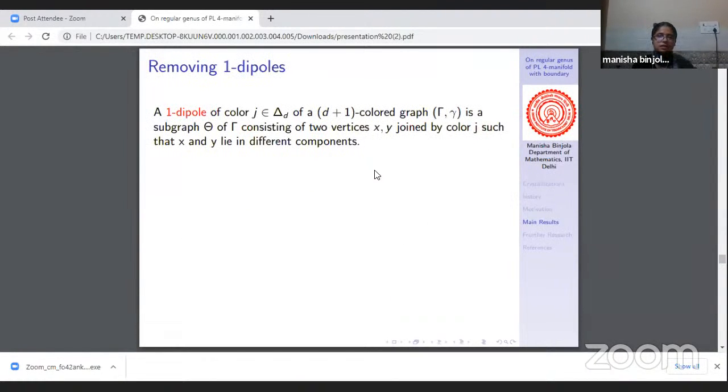Now here I give a new concept. Suppose removing one dipole. So what is one dipole? Let X and Y be two vertices joined by J color. Now remove all the J colored edges from the graph. Now, if X and Y are in different components, then we say that we have a one dipole, one dipole theta, which consists of only these two vertices in this color J.